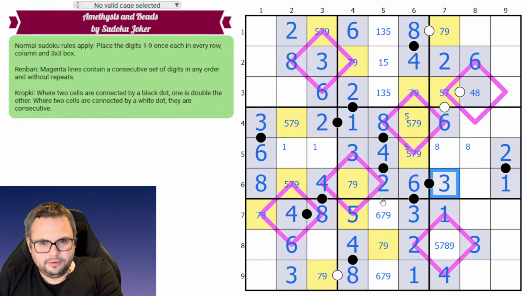Let's see. 1 in box 3. Yes, 1 in box 3 is placed here.